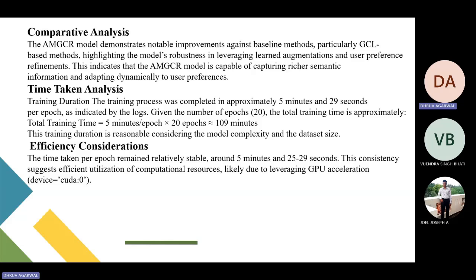The time taken in our process is approximately 5 minutes 30 seconds per epoch. So the total time taken is 109 minutes for 20 epochs. The training time is reasonable considering the model complexity and the dataset size. The time taken per epoch is considerably stable across the 20 epochs.